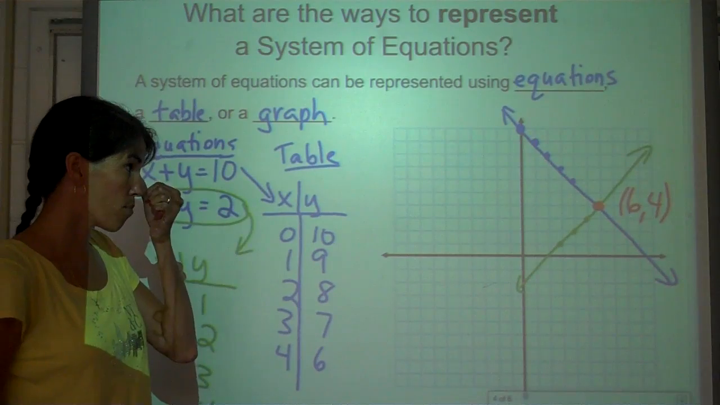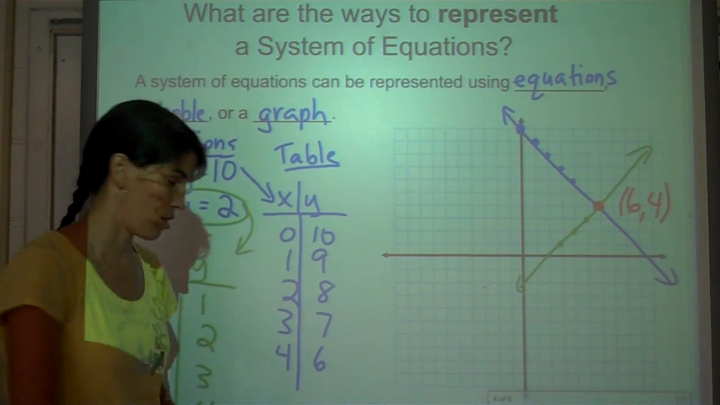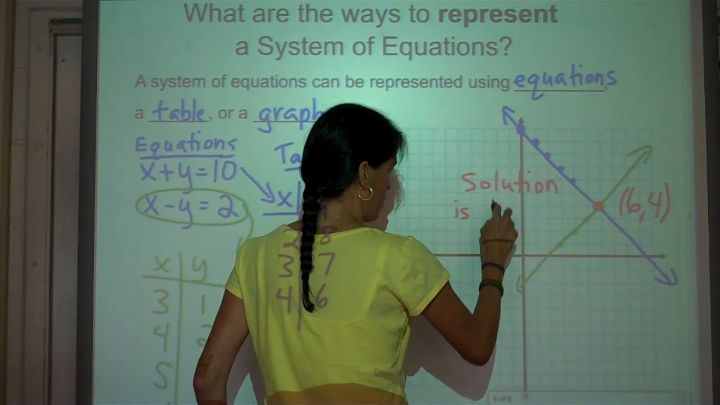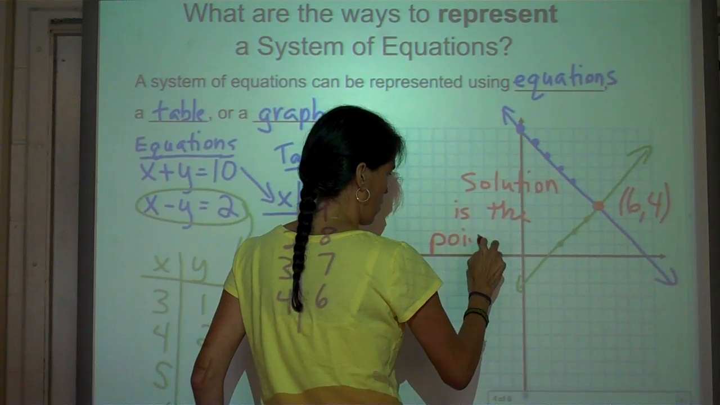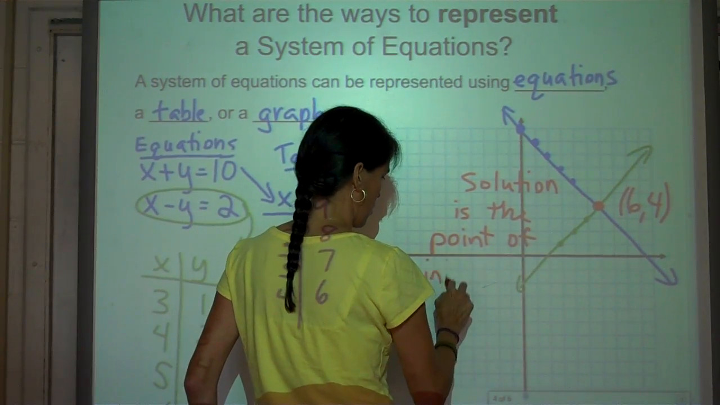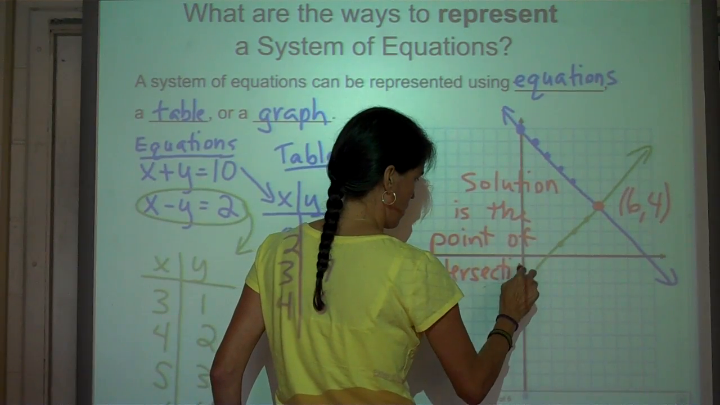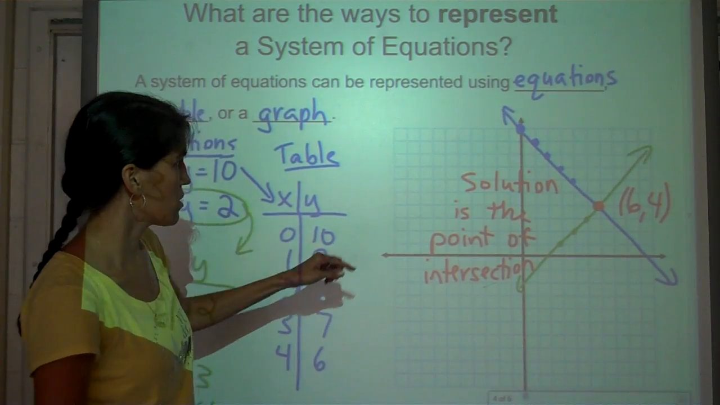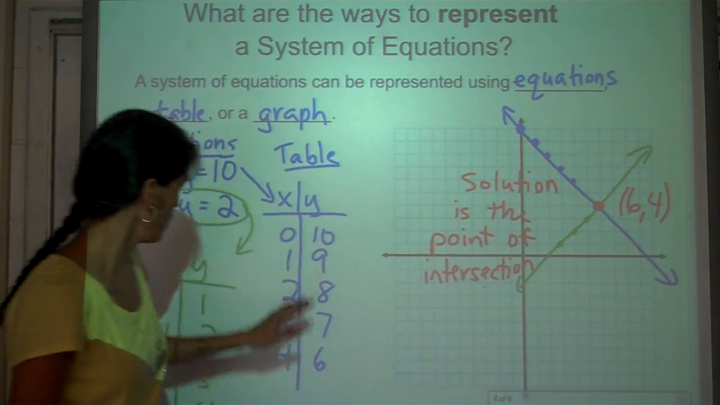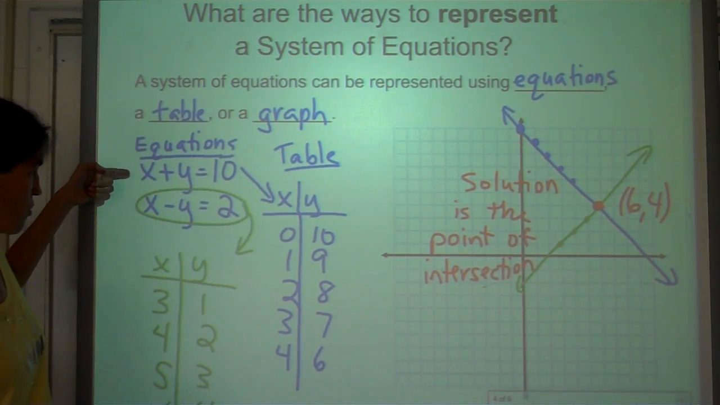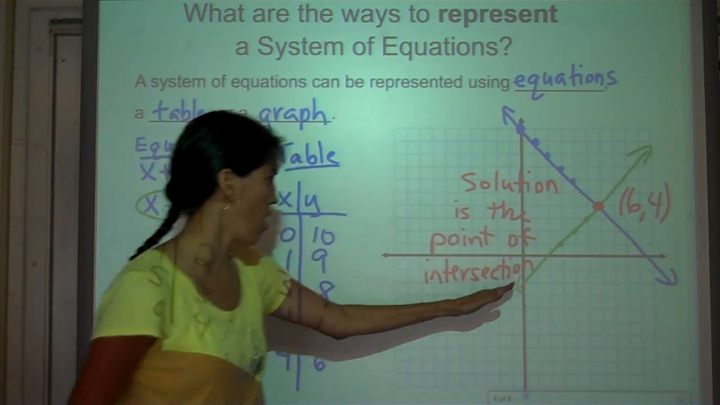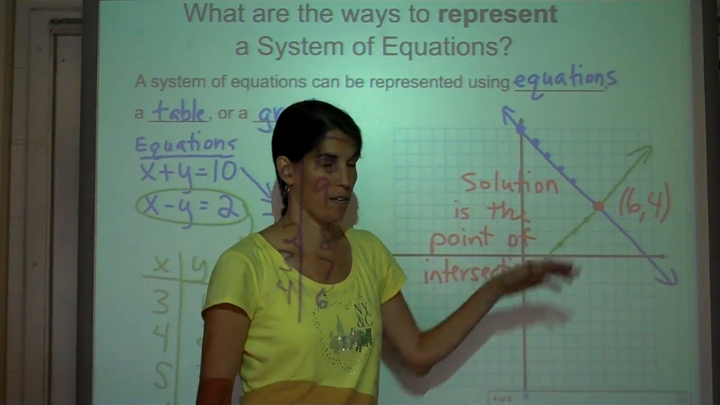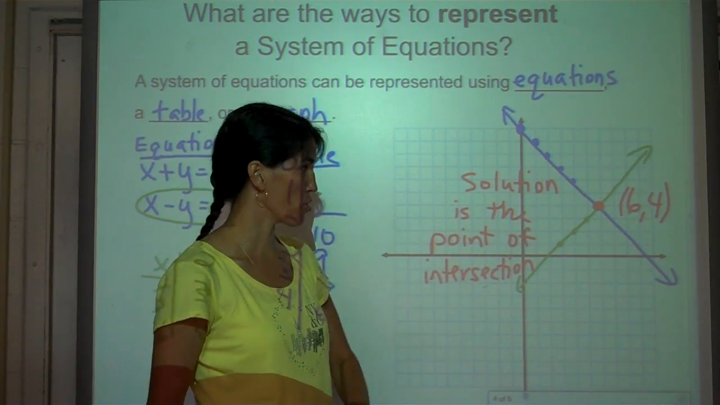Okay, so when you solve a system by graphing, you just find the point of intersection. So I'll write that down. The solution is the point of intersection. Which is right here. Because every point on this line on this table makes this equation true. And every point on this line, represented on this table, makes this equation true. So the only point that's on both lines that makes both the equation true is 6, 4.